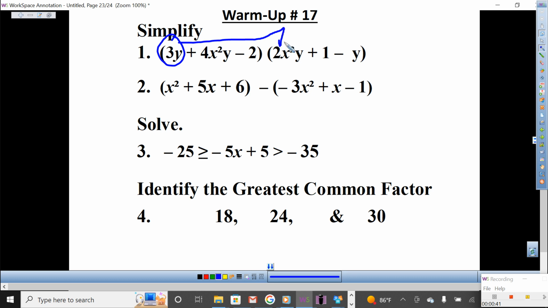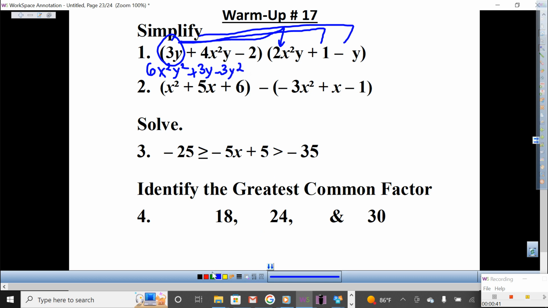3y times 2x squared y, that's 6x squared y squared. 3y times 1, that's 3y. And 3y times negative y, that's negative 3y squared. Next, 4x squared y times 2x squared y, that's positive 8x to the fourth y squared. 4x squared y times 1, that's 4x squared y. And 4x squared y times negative y, that's negative 4x squared y squared.